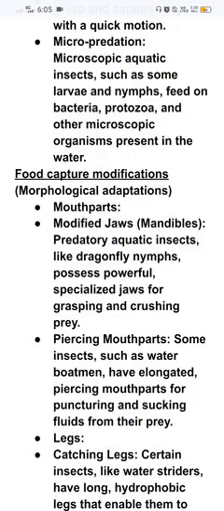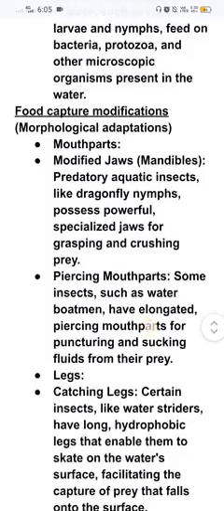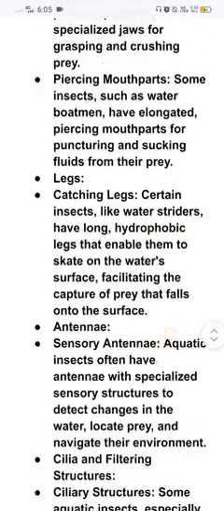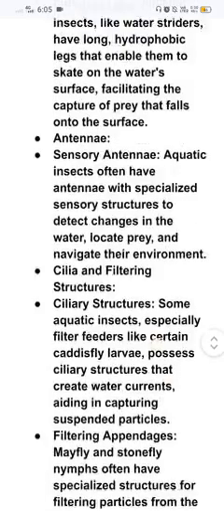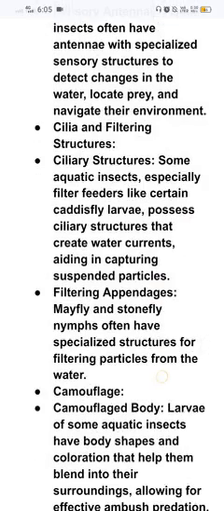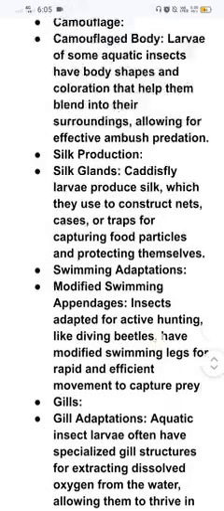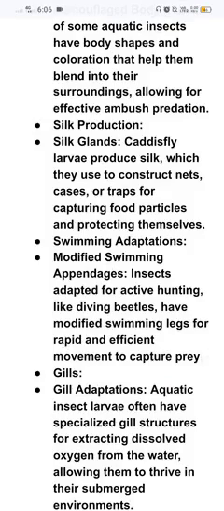So, with the help of this, we learned some important aspects related to the food capture modifications of aquatic insects. Some important morphological adaptations like mouthpart modification, modified jaws or mandibles, piercing mouthparts, legs, catching legs, antennae, sensory antennae, then cilia and filtering structures like ciliary structure, filtering appendages, camouflage. This is not morphological, but sometimes morphological, in the sense their morphological peculiarities help them in camouflage, which helps them to capture food more effectively.